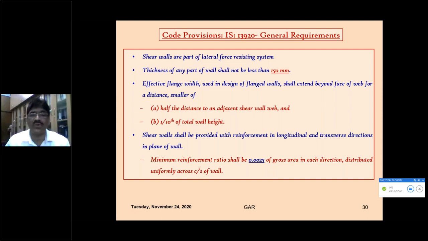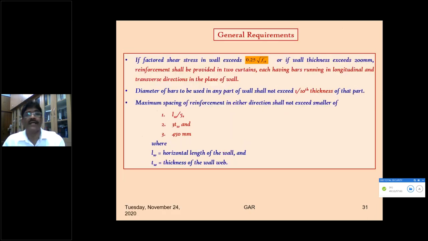of the wall. And shear walls shall be provided with reinforcement in both longitudinal and transverse directions. It's very, very important. The wall has to be designed with reinforcement in the horizontal and vertical direction. That's a typical reinforcement detailing as shown. And the minimum reinforcement in any direction is 0.0025 or 0.25%, which is distributed uniformly across the cross section. It's very important. So the thickness rule of thumb is as above, and the minimum reinforcement of 0.25% we have to provide.